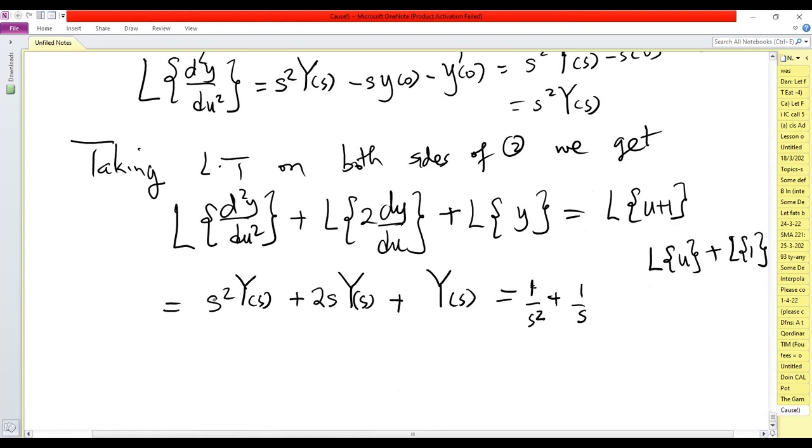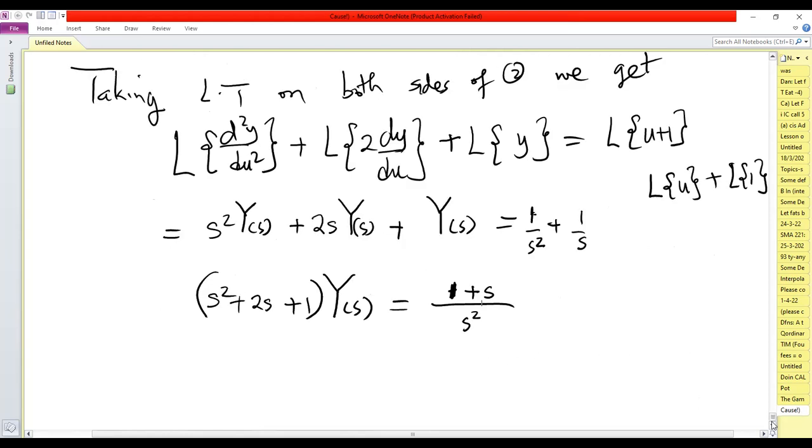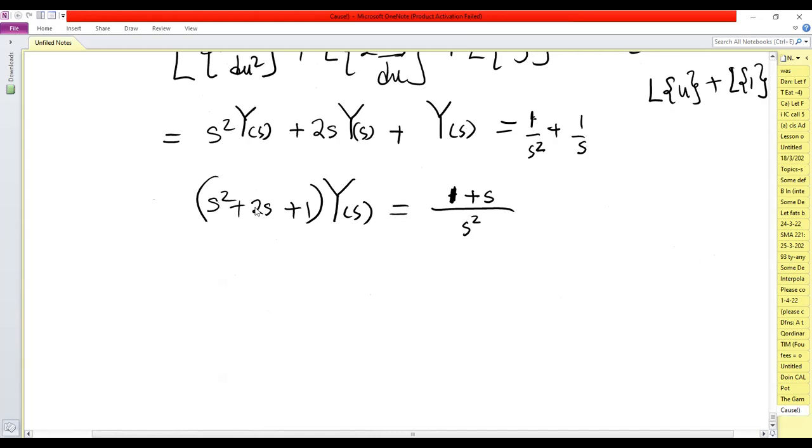So on the left-hand side, we factor out y, which is common. So we'll have (s squared plus 2s plus 1) times y of s, given by putting over 1 LCM, we'll have s squared over 1 plus s. And then we make y of s the subject.